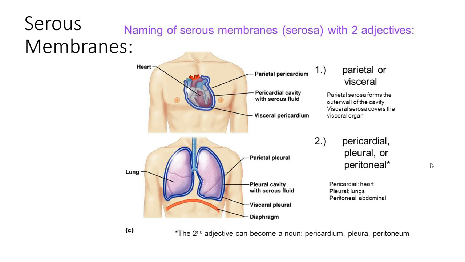The parietal pleura, cavities with serous fluid, visceral pleura, and diaphragm. So here you see that the parietal serosa forms the outer walls of the cavity, and the visceral serosa covers the visceral organs. So parietal coverings are on the outside, visceral coverings are on the inside, specifically around the visceral organ.